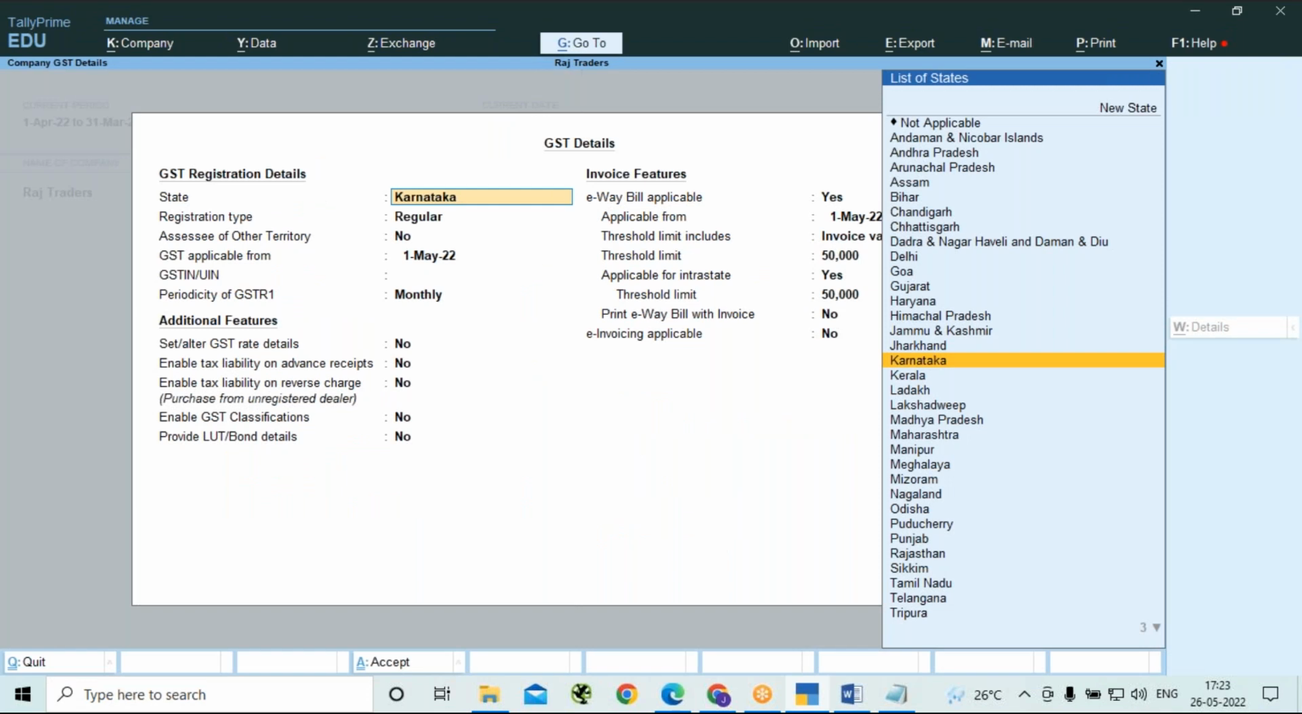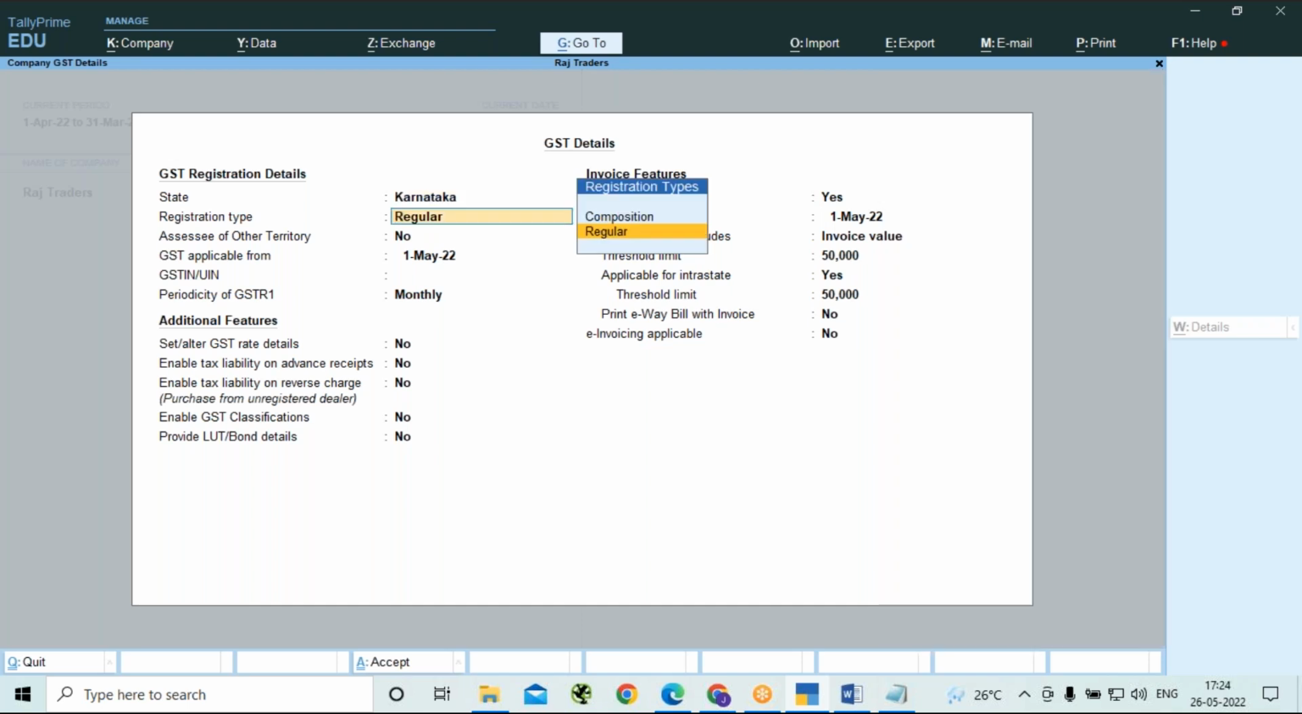Once you make it yes, you can see a GST details screen in which we have to feed all the registration details about my business with GST. The state, by default, is taken as Karnataka, let it be the same, and the registration type I am going to choose as regular. Then, assessee of other territory means whether the state selected above is related to another territory.